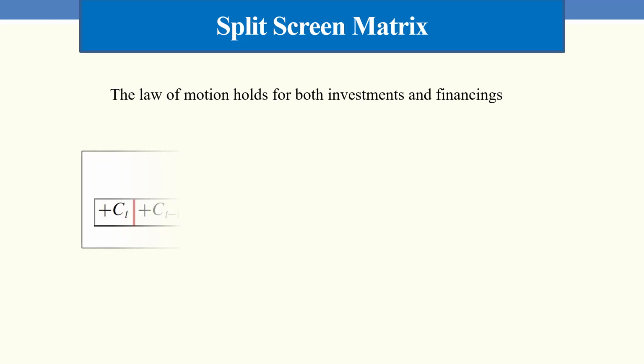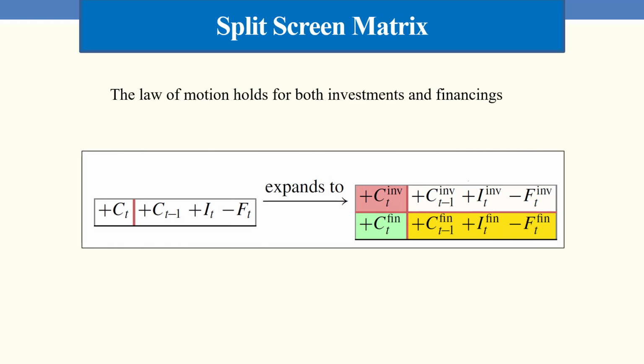We can now combine the two laws of motion and of conservation into one matrix with 2 rows and 4 columns. The red bars indicate equality, equality by rows and equality by columns. Reading the matrix horizontally, we have the laws of motion for investments and financings. Reading it vertically, we have the laws of conservation for the capital amounts at 2 consecutive dates, the first 2 columns, the law of conservation for the incomes, and the law of conservation for the cash flows.